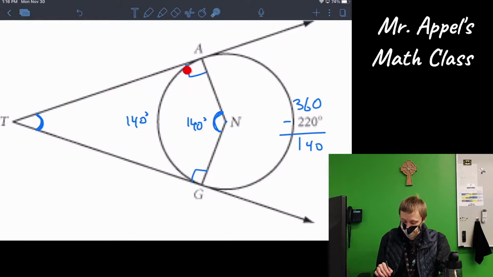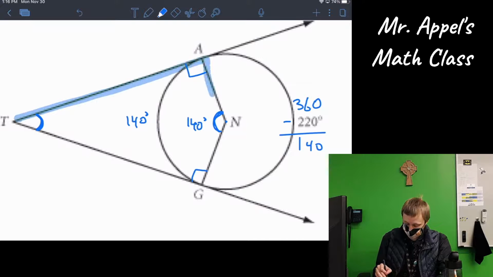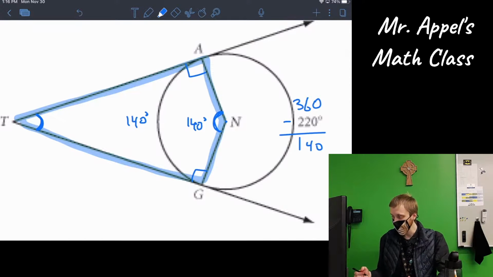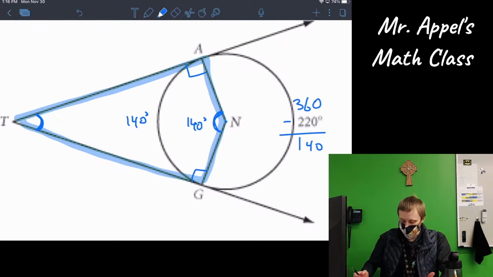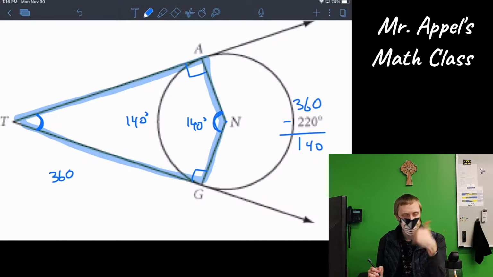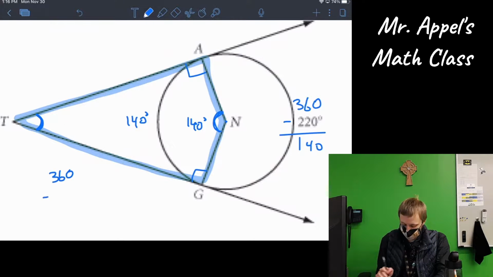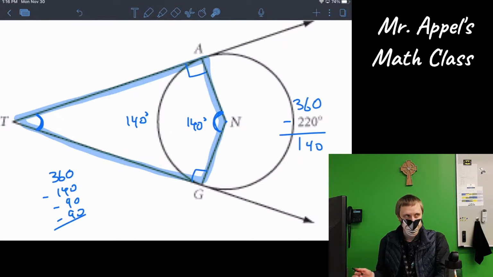Which means we now know three angles in this. Hey, that's a quadrilateral. Look at this right here. We know a little something about the interior angles of a quadrilateral, right? They should all add up to 360 degrees. A triangle adds to 180. Quadrilateral is 360. So if I subtract off that 140-degree angle and the two 90s, what's left has to give me the measure of angle T. Right? What do we get?